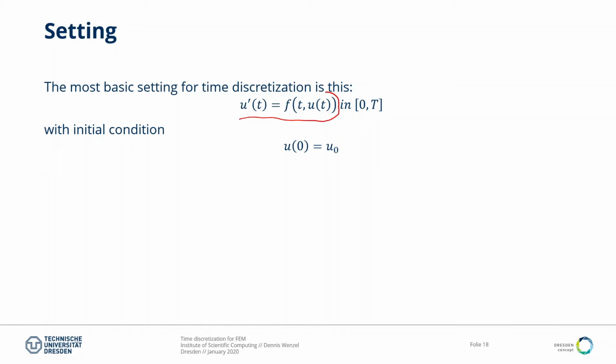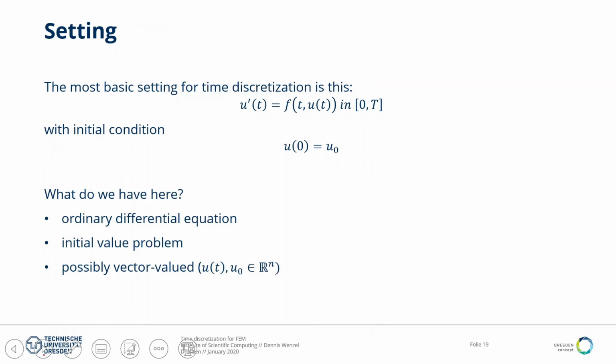You have something that reads u prime of t is some function f of t and u of t in some interval, and then you have an initial condition. So this is called an ordinary differential equation because it only involves time derivatives. It is an initial value problem, because you have clarified what's happening in the beginning. And this can be vector valued. So if u0 and u of t for all time steps is a vector, then so be it. So you can just talk about an ordinary differential equation in a vector valued space.